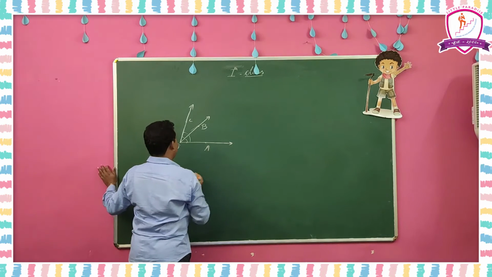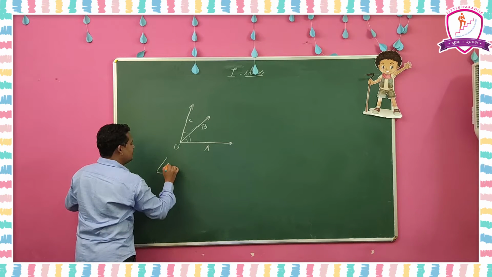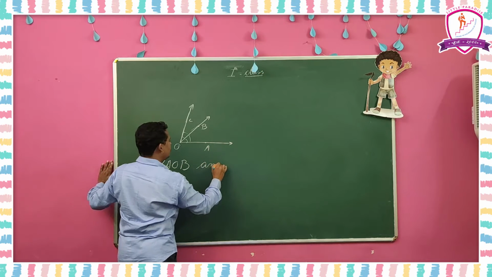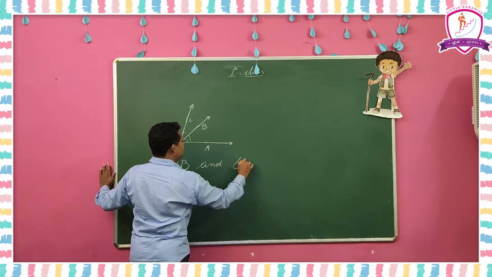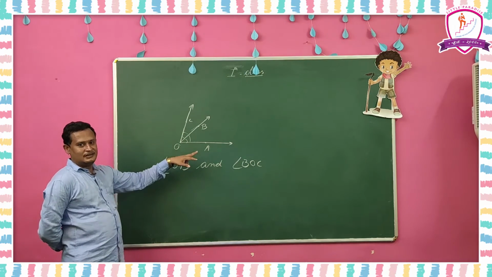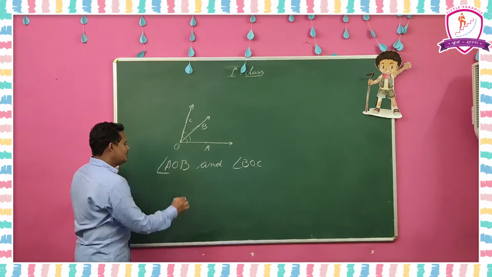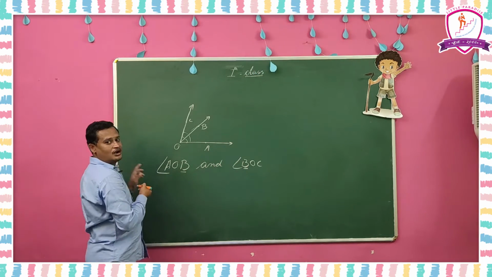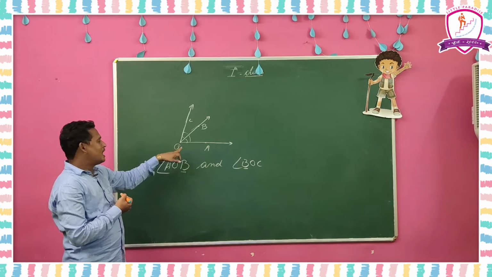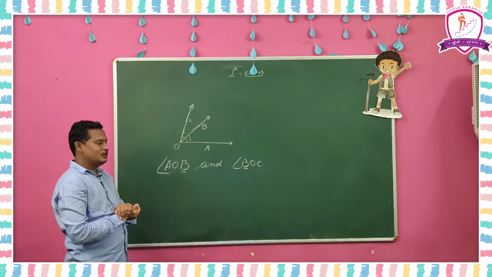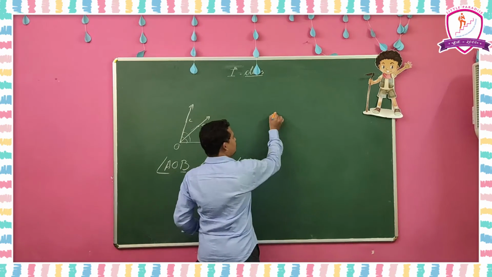First here I am going to write angle AOB and angle BOC. These two are adjacent angles. Why? Because OB is the common arm for these two angles, and O is the common vertex for these two angles. Understood?